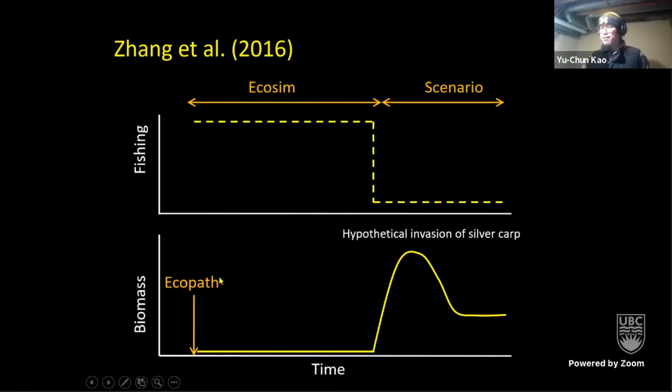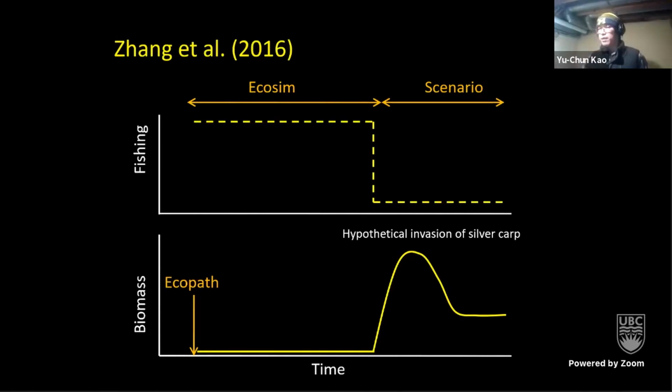The method works in this way: Ecopath, low biomass, and then artificial fishery to force the biomass to the low level, hypothetical invasion, and then release the scenario. The focus of this study was a hypothetical invasive species, silver carp. We do not have this species in the Great Lakes right now. This limited which method we can use.